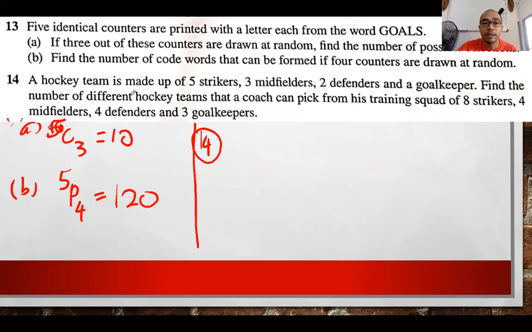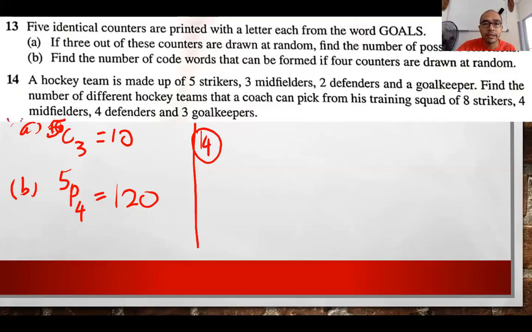So find the number of different hockey teams that a coach can pick from his training squad of 8 strikers, 4 midfielders, 4 defenders, and 3 goalkeepers. This is a very classic question. Once again, I want you to try this out, and then show me your answers on the whiteboard. This is our last question for the day.